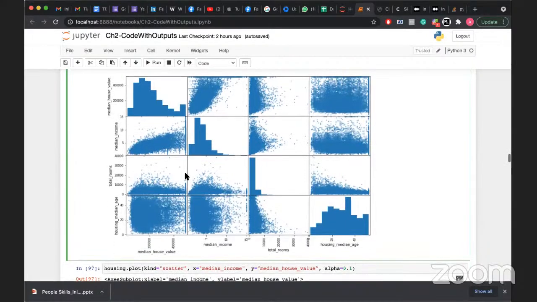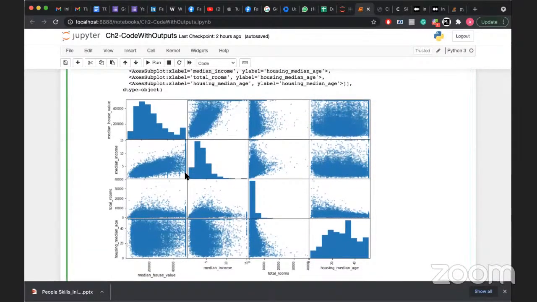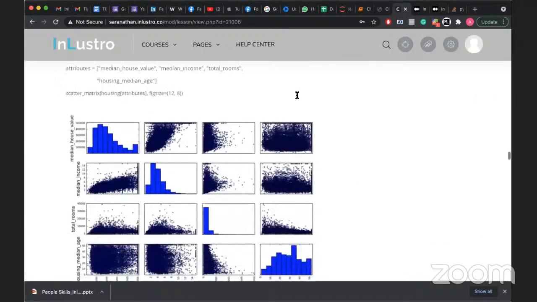In this plot, you can clearly observe that some of the attributes show an upward trend. Which are the ones? You see median income versus median housing value. Though it looks a bit scattered, it shows an upward trend, right? Likewise, median housing value versus median income, same thing, shows an upward trend, right? So that's what we are trying to observe from this, okay?